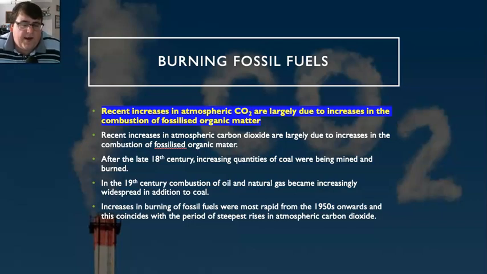So, what's the reason for those recent increases in atmospheric carbon dioxide levels? Well, a lot of them are due to the increases in the combustion of fossilized organic matter, like we talked about last week. After the 18th century, we had increased quantities of coal being mined and burned. In the 19th century, we started using oil and natural gas, as well as coal. All of these fossil fuels being burnt had this rapid onset from the 1950s onwards, and that coincides with the periods of the steepest rates in atmospheric carbon dioxide. So it's because of our reliance on fossil fuels.